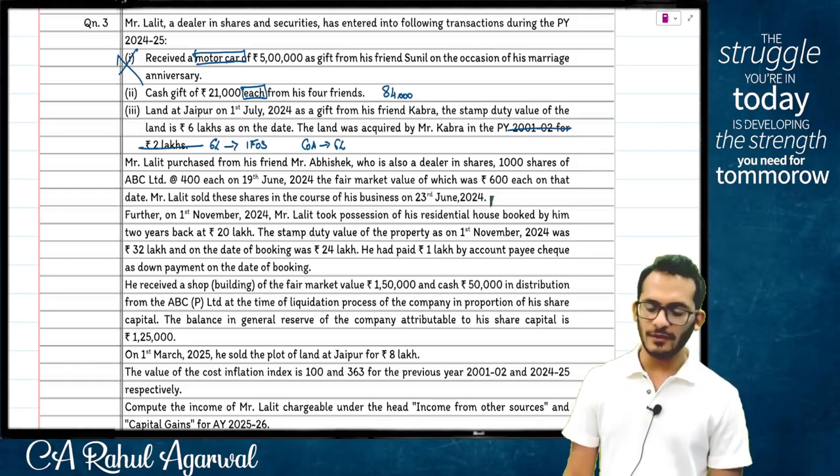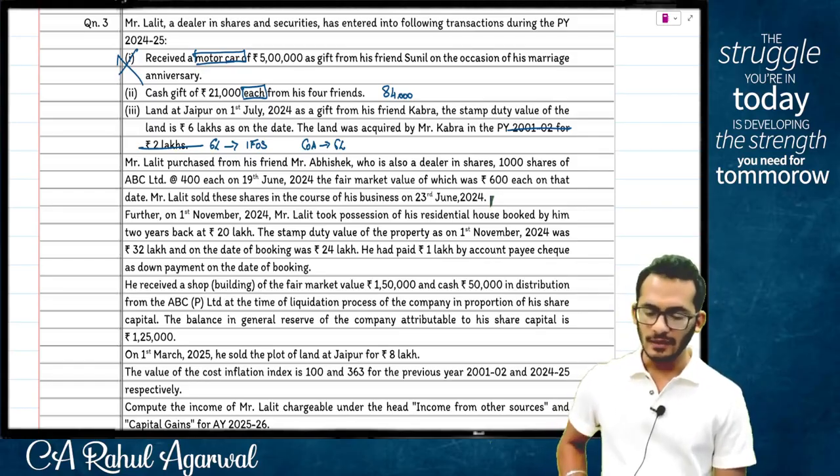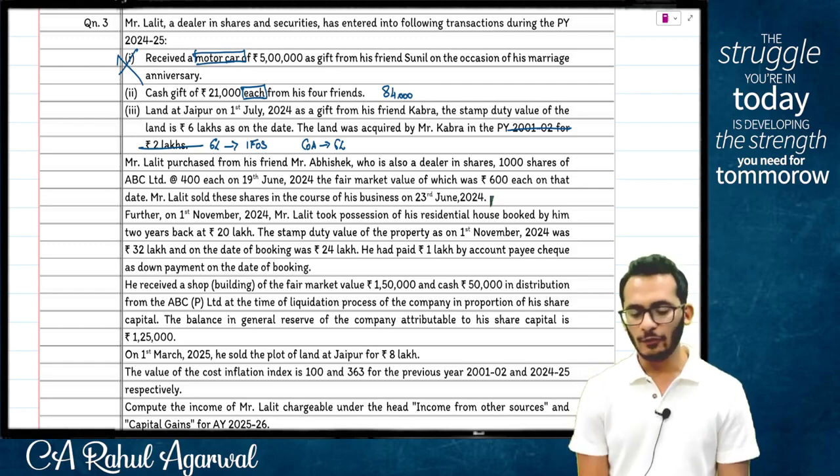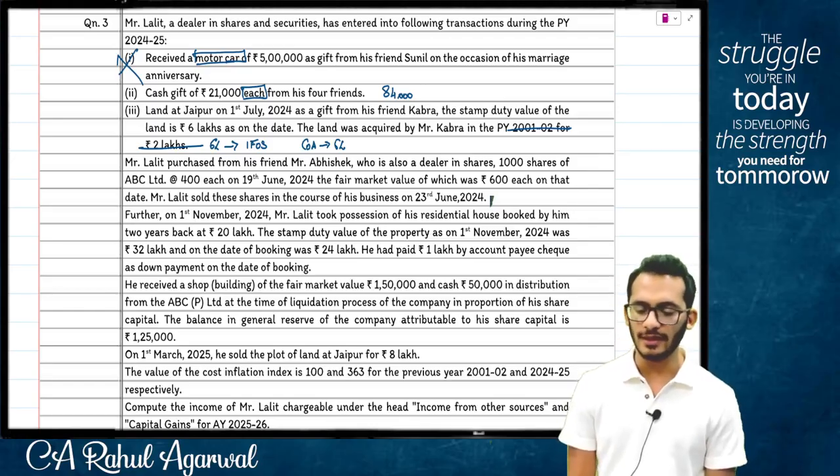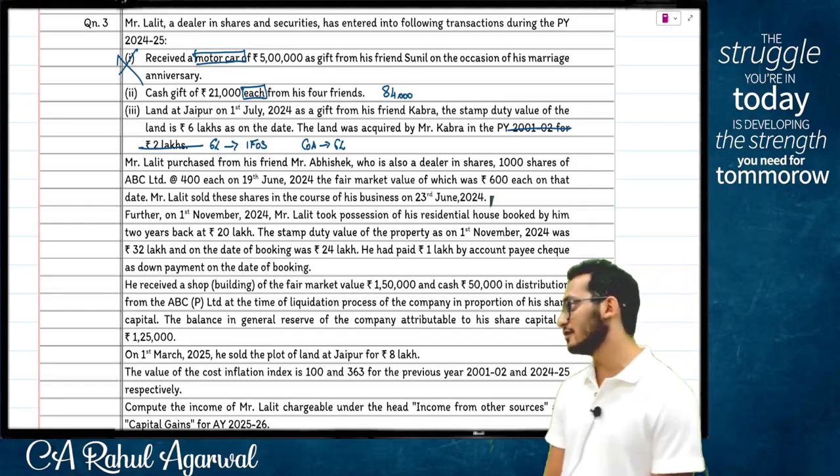Mr. Lalit is purchasing from his friend Mr. Abhishek, who is also a dealer in shares, 1000 shares of ABC Limited at 400 rupees each on 19th June 2024. The fair market value of which is given as 600 rupees each on that date. Lalit has sold these shares in the course of his business on 23rd June.